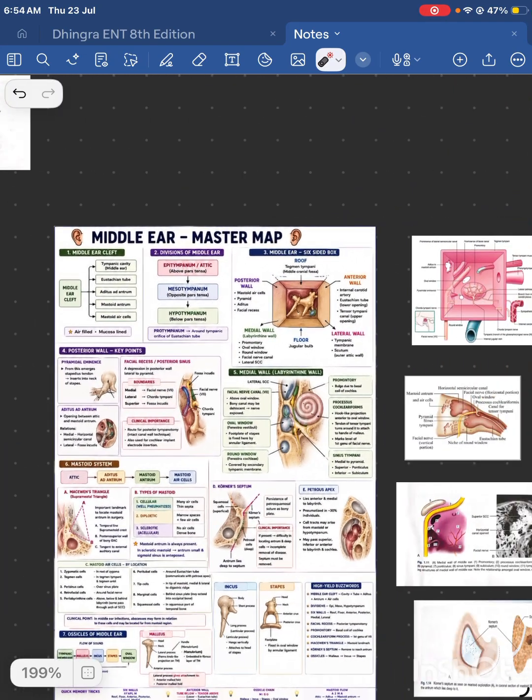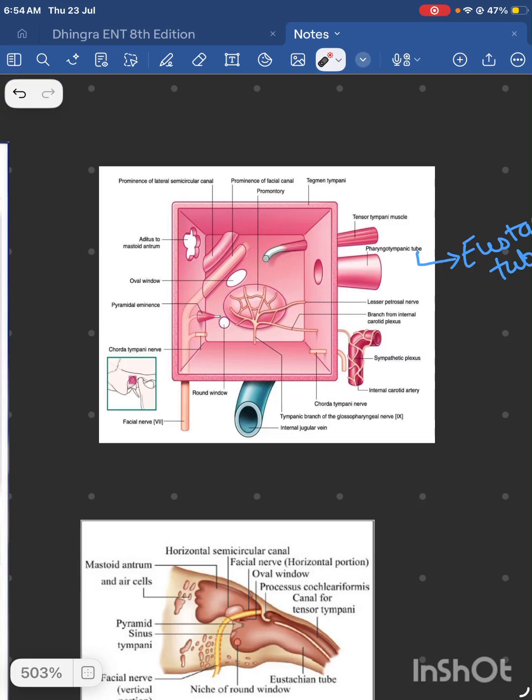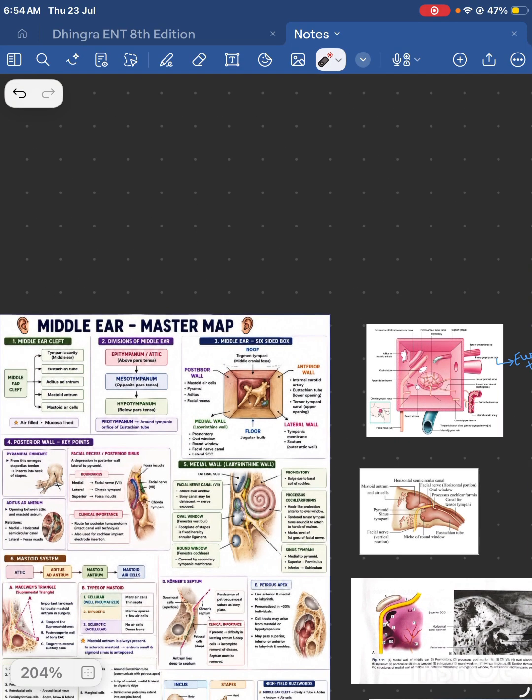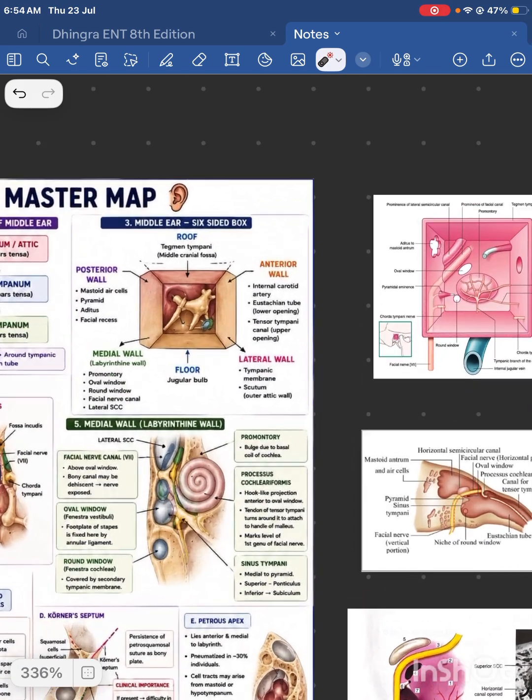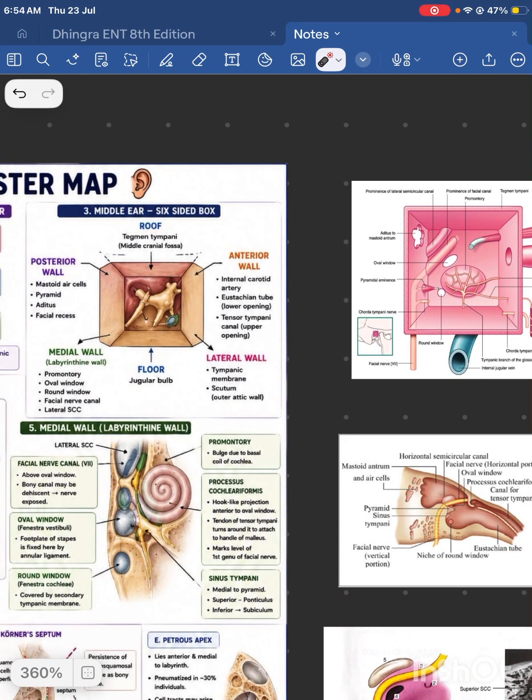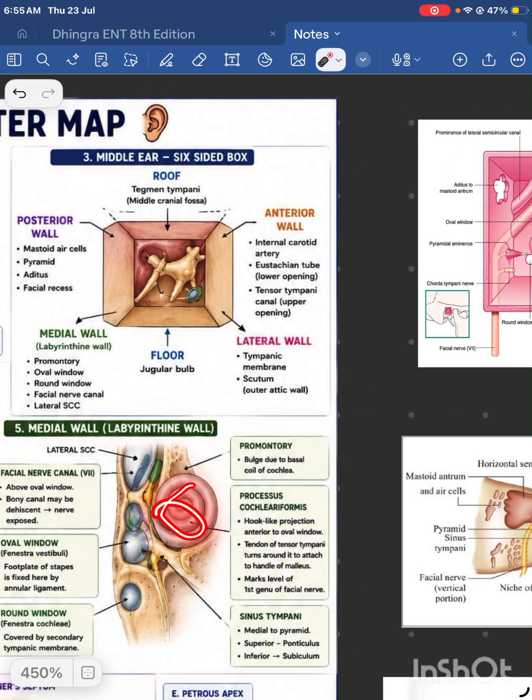The posterior wall is done. Now let's go to the medial wall that we are going to talk about. Medial wall is important because there is a bulge. What is this bulge? This is basically the promontory. What is the promontory? It is bulged due to the basal coil of the cochlea. If this is the cochlea, it will bulge out. So that is the basal coil of the cochlea that is going out. So clear.